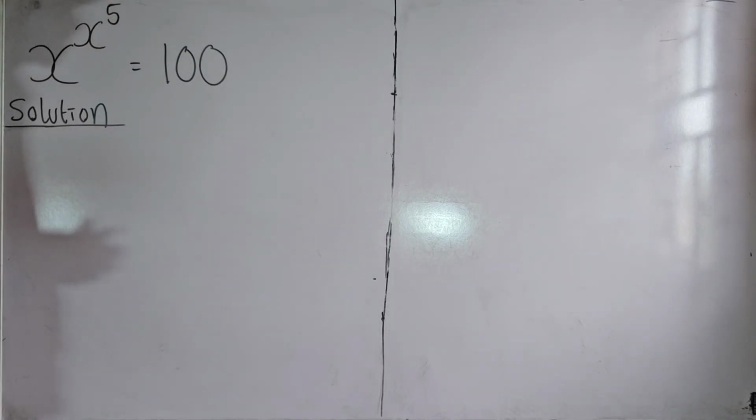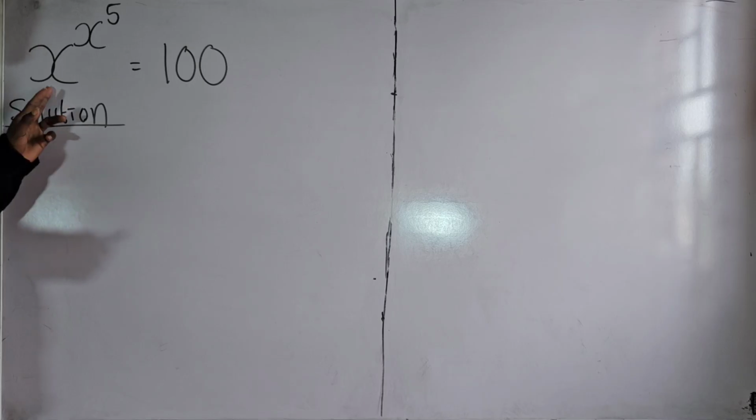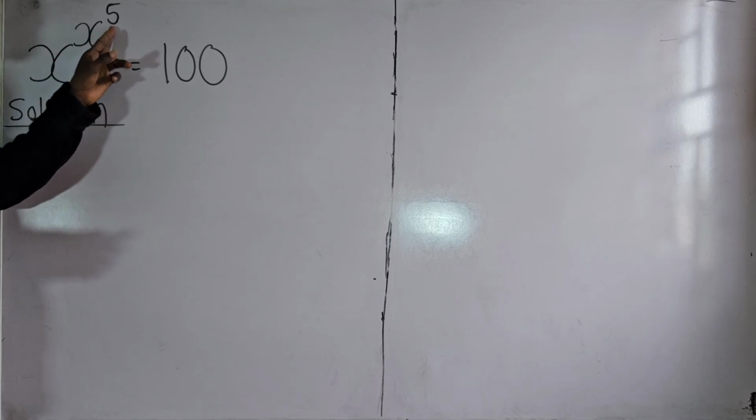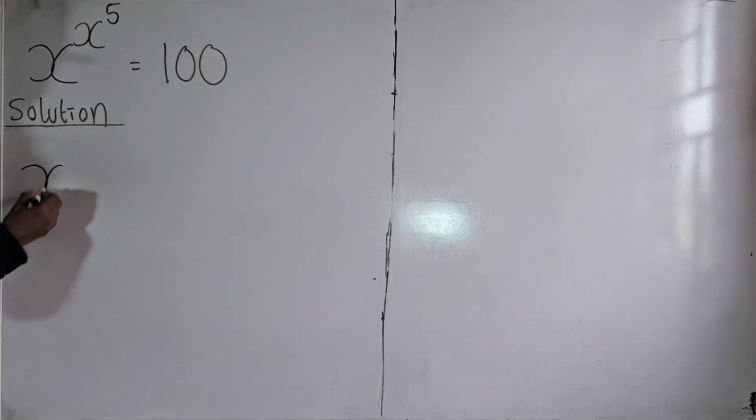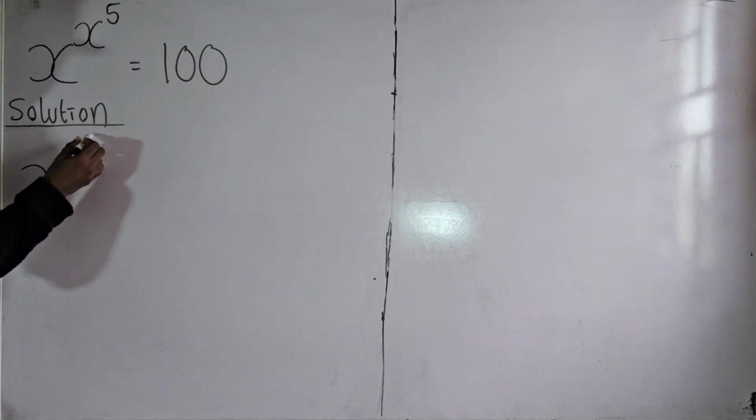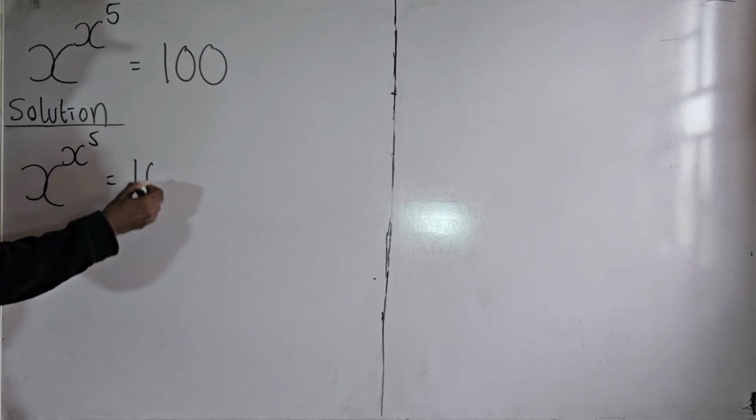Today we have an interesting exponential equation on the board. Our goal is to find the value of x in x raised to the power of x raised to the power of 5 equals 100. Let me show you how to handle the question. We are given x raised to the power of x raised to the power of 5 equals 100.